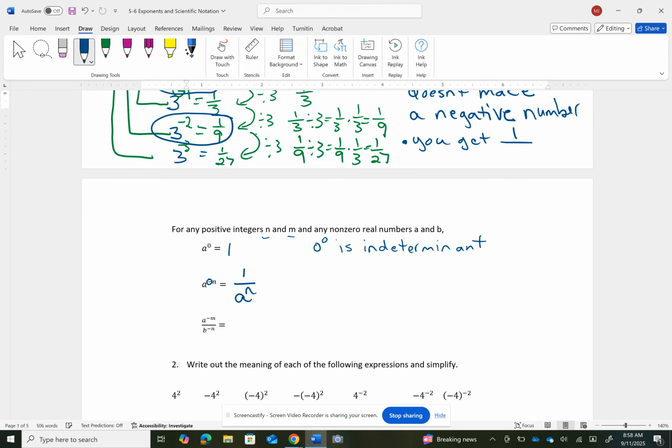And then this one happens quite a bit. So I just wanted you to know that on this one, we know a to the negative m means 1 over a to the m. And then b to the negative n means 1 over b to the n. It actually can be moved up to the top. So let me show you that, like why we can do that. Okay. So this means 1 over a to the m. This one means 1 over b to the n, and that's really division. So let me rewrite it as a regular division.